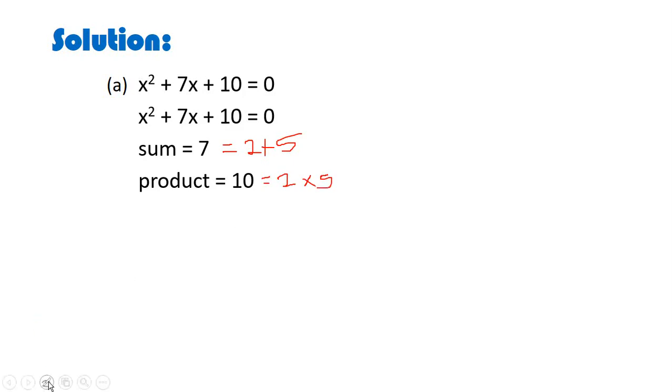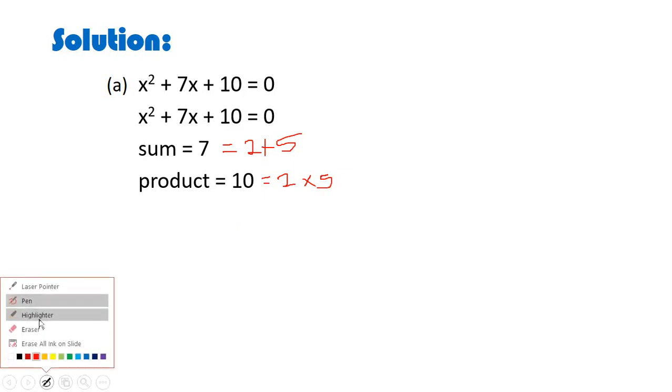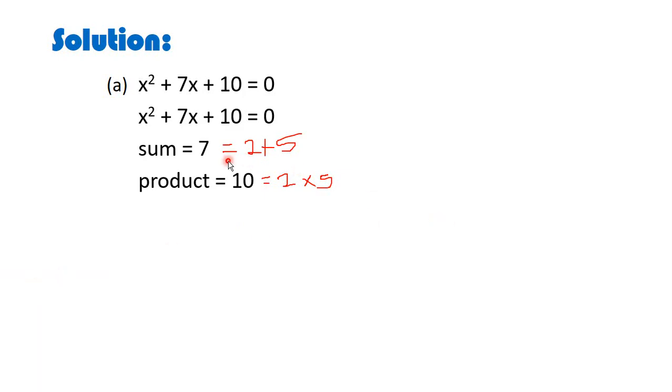So we are going to rewrite our quadratic equation using 2 and 5. Where we have 7, we shall use 2 and 5. So instead of 7x, we shall have 2x plus 5x, or 5x plus 2x. It doesn't matter what you start with. You can start with 2x plus 5x, or you can start with 5x then plus 2x.